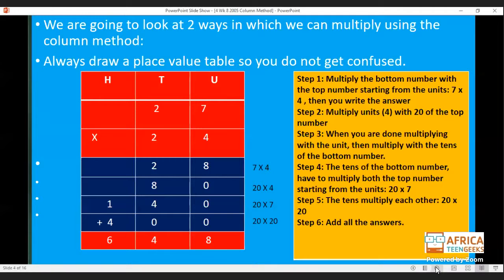Okay, so that was our mental maths. Now we are going to go into the lesson. So we are going to look at two ways in which we can multiply using the column method, right?